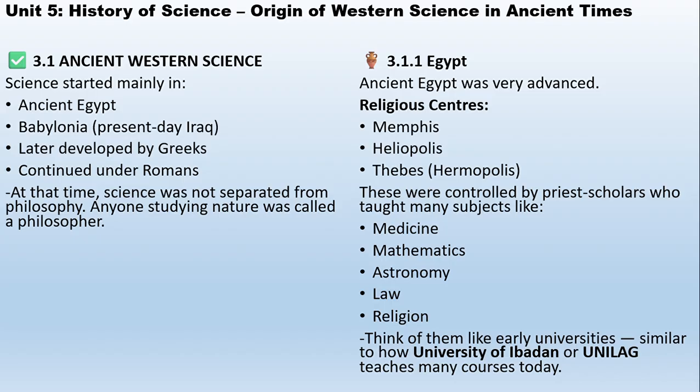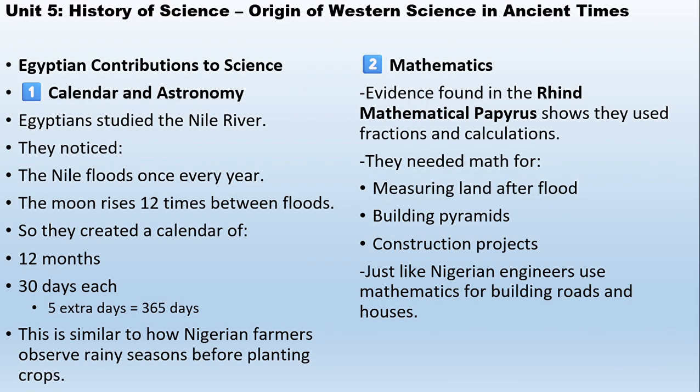The same way with Memphis. It's just that Memphis did it in a religious way. They made it a religious center that was controlled by priest scholars, while Unilag today is not controlled by priest scholars, but just by scholars, because every nation we are observing now is not related to religion. That is the difference. So this is where ancient Western science started from, which is Egypt. That is the first place it started from.